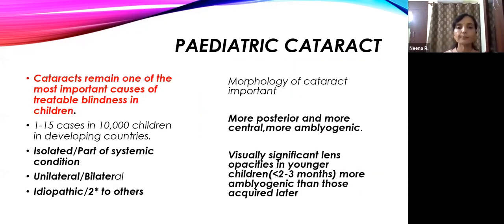So a word about the pediatric cataract. In spite of the increased awareness, cataract still remains one of the important causes of preventable blindness in children. And it could be isolated or part of a systemic condition. It could be unilateral or bilateral. It could be idiopathic or secondary to others. So what you have to remember is that the smaller the child with cataract, greater will be the threat of lazy eye or amblyopia to the child. And so you have to refer the patient.